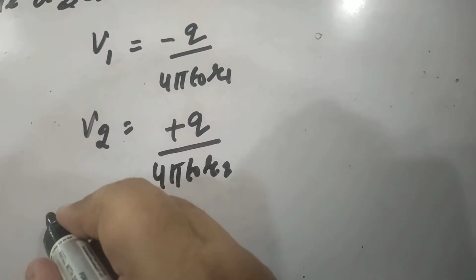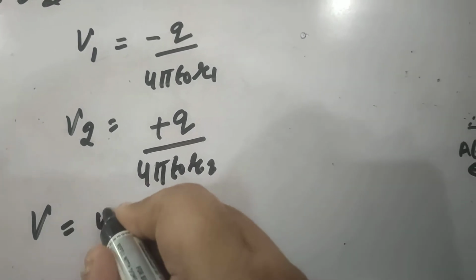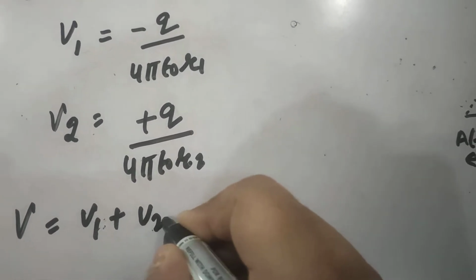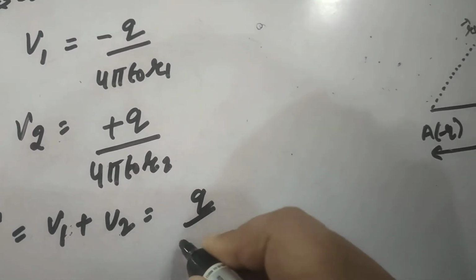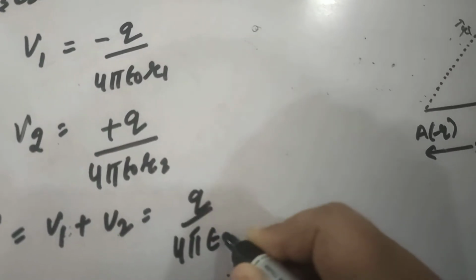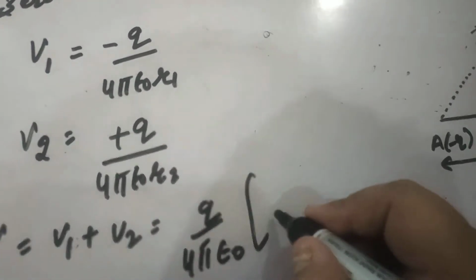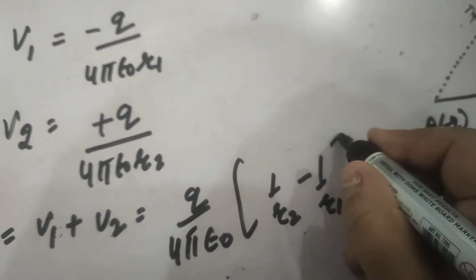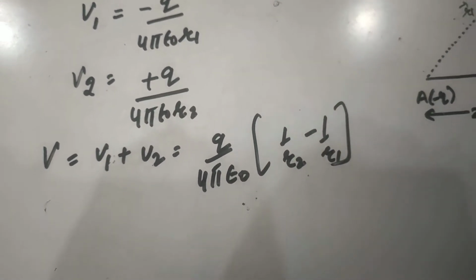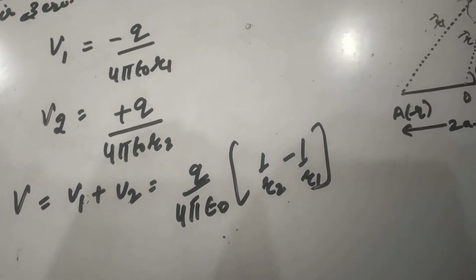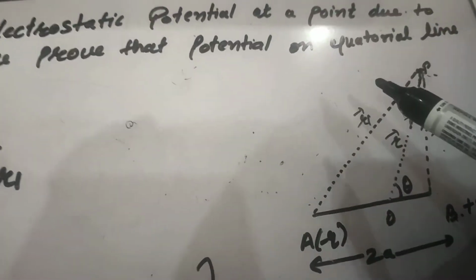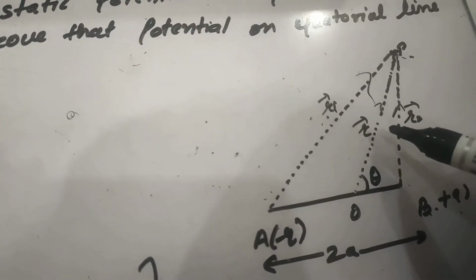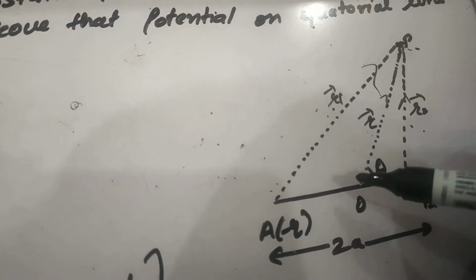Now by using the superposition principle, V is equal to V1 plus V2, or we can say Q can be taken as common: V equals Q upon 4 pi epsilon naught times (1 upon r2 minus 1 upon r1). Now the big question is to find out the positions r1 and r2. Now we can see here that r1 and r2 are related with r.